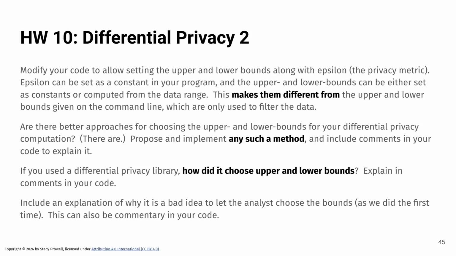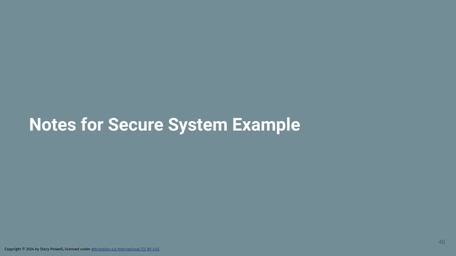Now, a question you should ask is, are there good approaches for choosing the upper and lower bounds for differential privacy? Propose and implement any such method and include comments in your code to explain it. If you use the differential privacy library and it chooses those for you, explain how it chooses them. I want you to know how those get chosen. Include an explanation of why it's a bad idea to let the analyst choose the bounds. That's what we did the first time, and we agreed that was a bad thing. Why was it a bad thing? Okay. All this can be in commentary in your code. That's it.